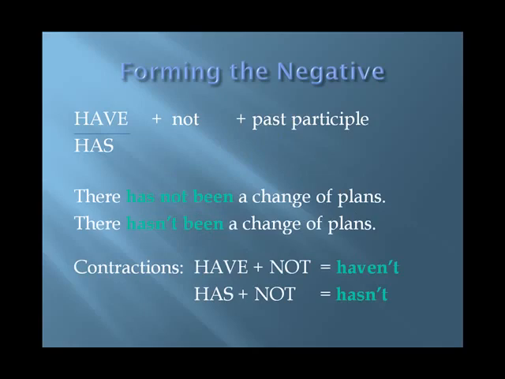How do we form the negative in the present perfect? The helping verb, have or has, is followed by not, and then the past participle. Example: there has not been a change of plans, or there hasn't been a change of plans. The contractions then are the following: have not becomes haven't, has not becomes hasn't. And remember, you can use these contractions or short forms in spoken English or in informal writing.